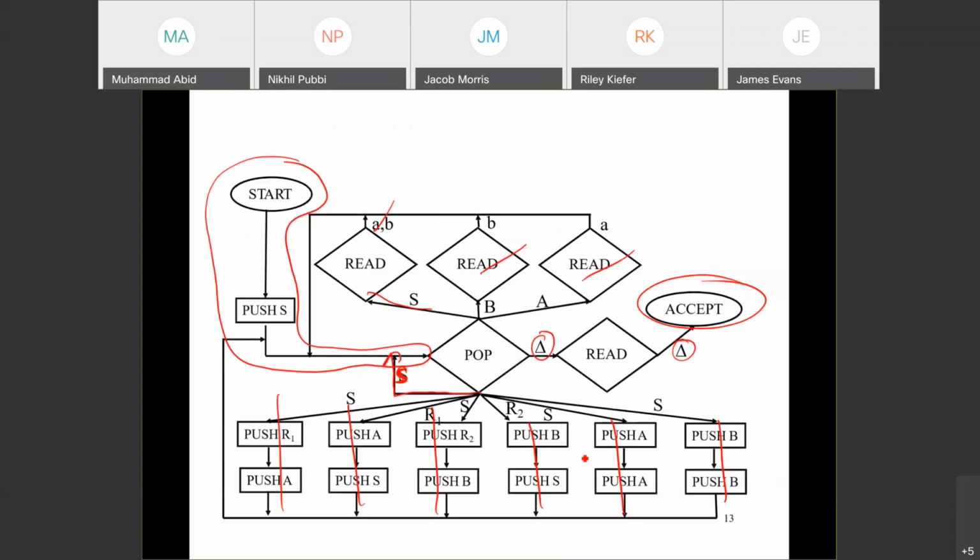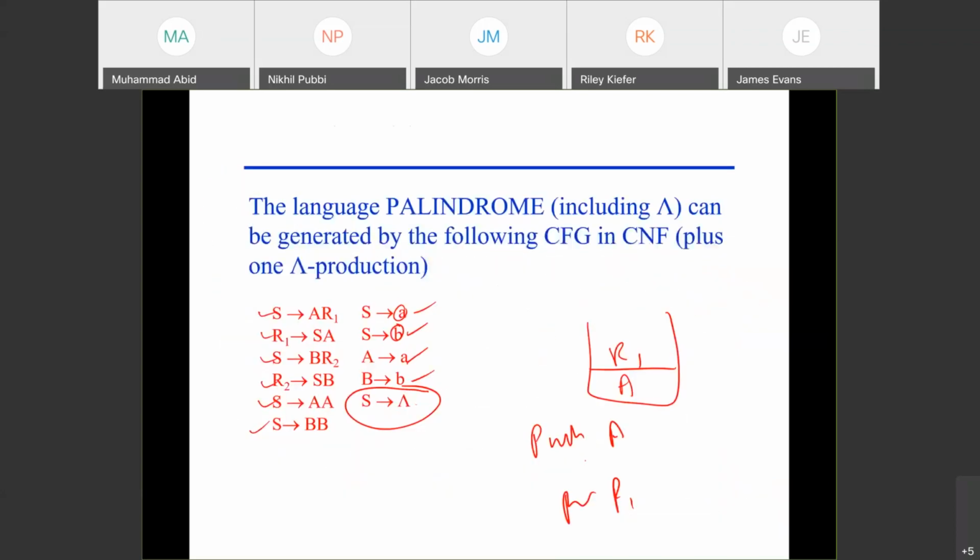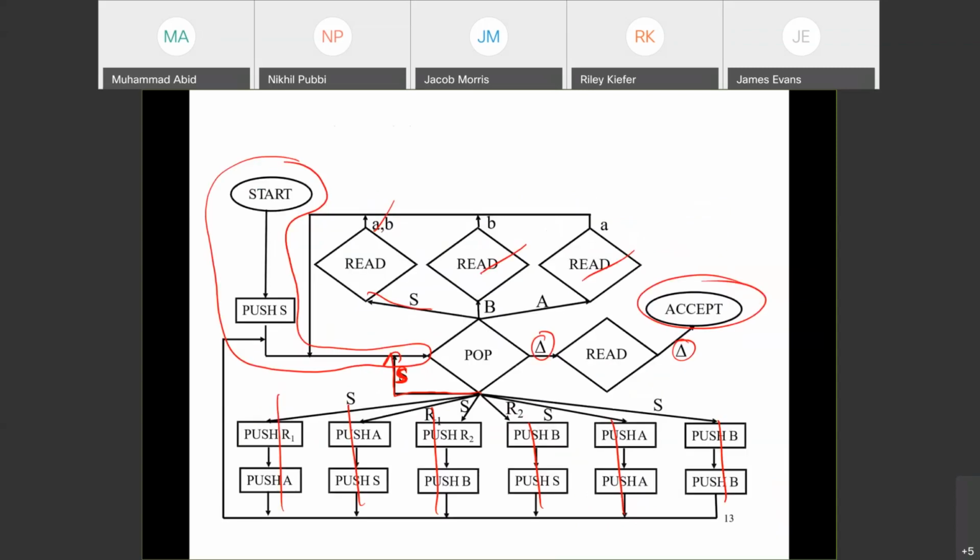So look at this one. Push, oh sorry, I did push R1 and push A. Because whatever you push, it will go first down. So you need to do it this way. So push R1 and push A. So A should be on top. Okay. So that's the thing you need to take care of, that when you perform the push operation, it will be reversed according to the production rule. Otherwise, everything is good, easy.